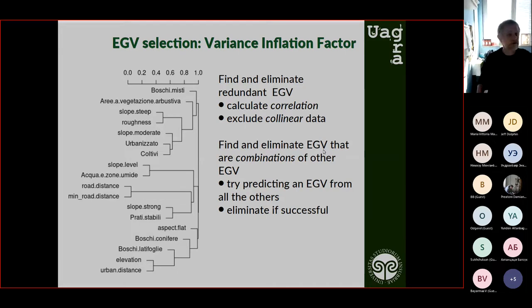Here, slope and water. I will take distance from water, which is more meaningful to reason about with respect to slope. So this is called a selection of ecogeographical variables. And the steps are two. One, use the correlation. And the second, calculate a statistic called the variance inflation factor, that is how much a variable can be predicted from all the others.